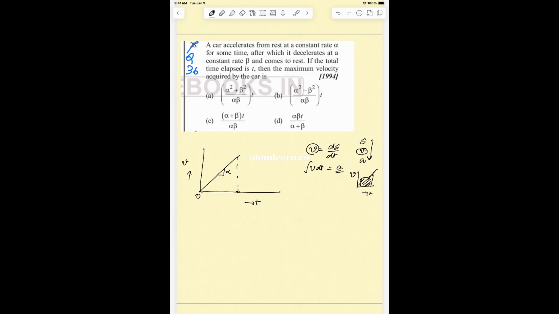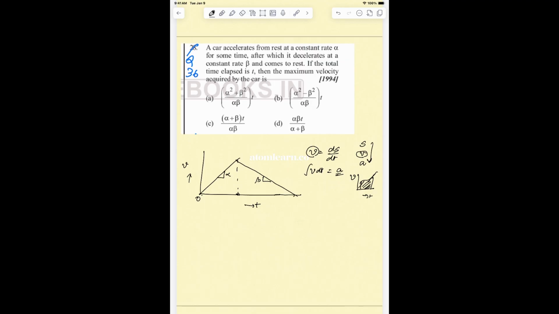Next, after which you decelerate at a constant rate beta and come to rest. Comes to rest means velocity becomes 0. Deceleration means retardation. Retardation means negative acceleration, or the slope is negative. That means it is a reducing straight line like this. Therefore, this slope is equal to beta, right? And then comes to rest means velocity becomes 0 at this end point.